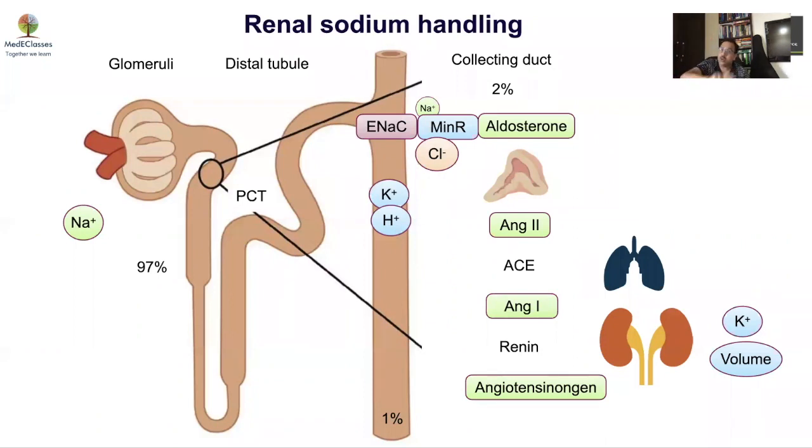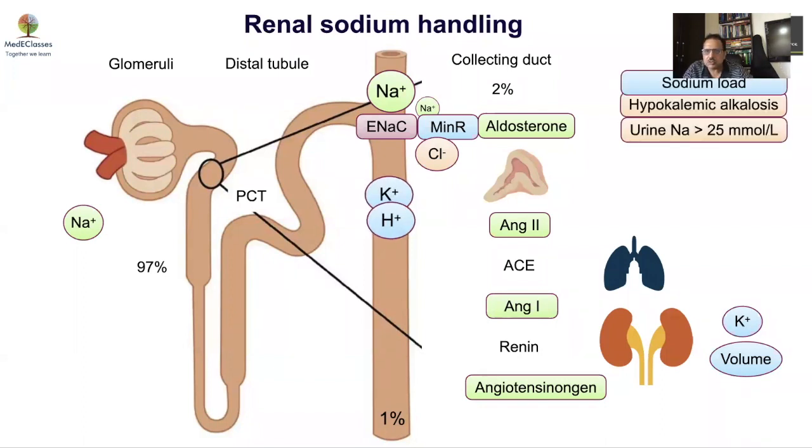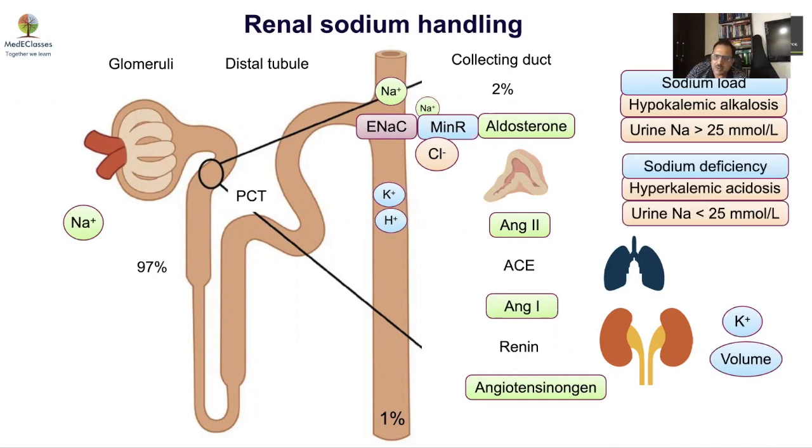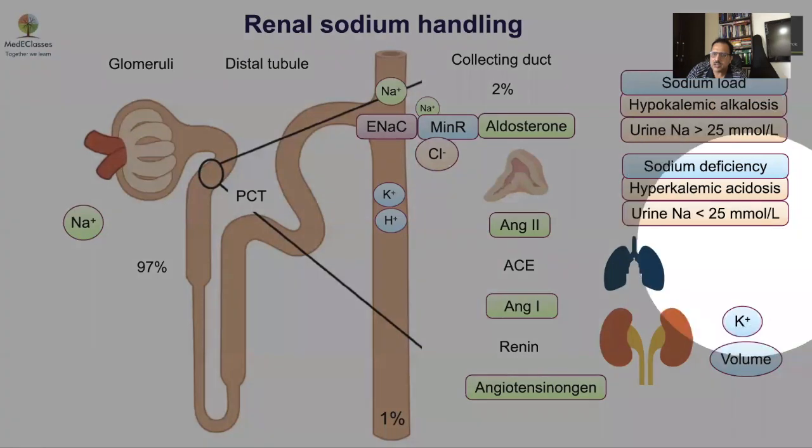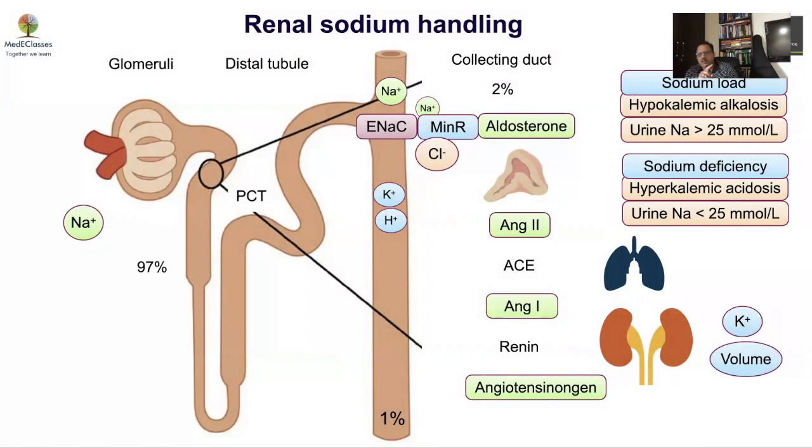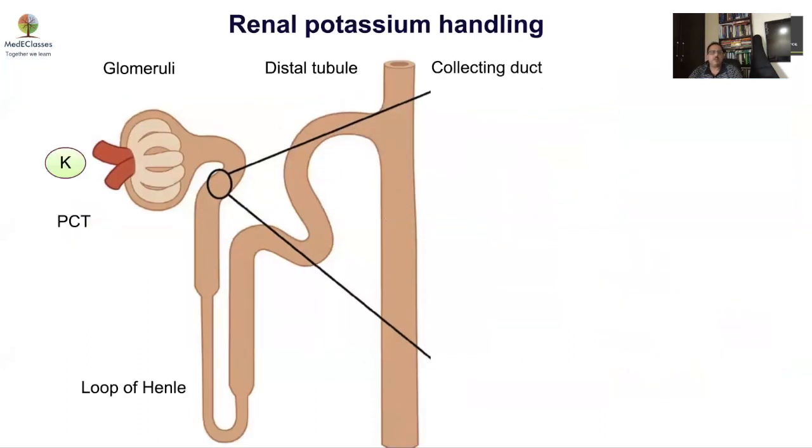Remember, this will also result in hypovolemia, triggering AVP. So there will be a secondary dilutional hyponatremia, which is an important part to consider in this perspective. So if we are giving too much sodium, the body will react, causing hypokalemic alkalosis and increased urine sodium. Anybody who has hypernatremia should have a urine sodium more than 25. Similarly, if the sodium load is less, there would be a hyperkalemic acidosis, and the urinary sodium should be less than 25. Hyponatremia with high urinary sodium means that there is a urinary loss of sodium that is happening.